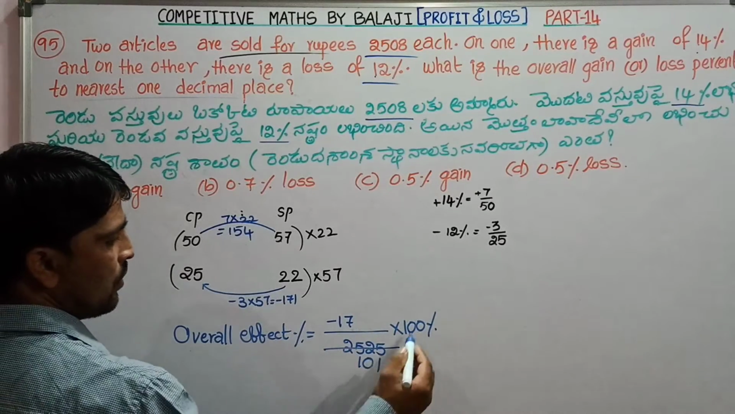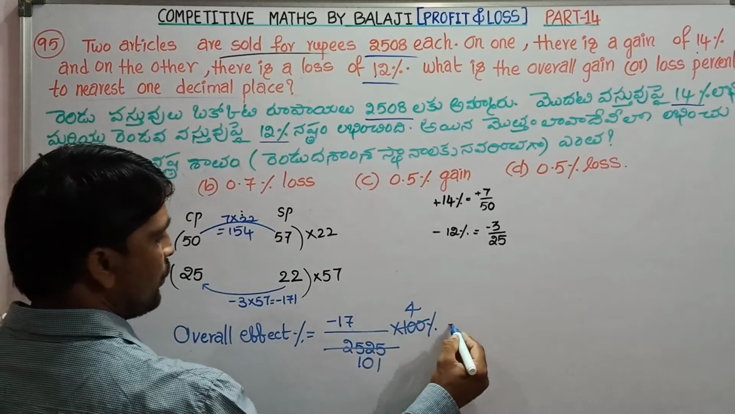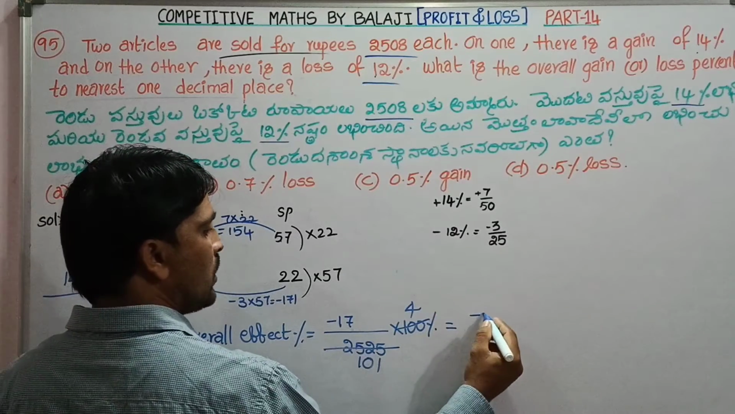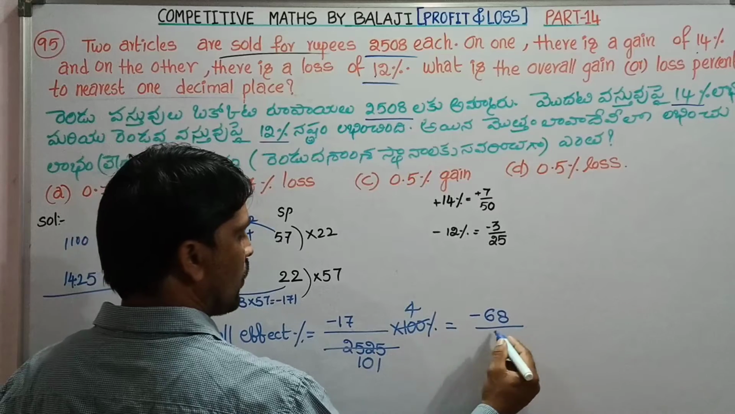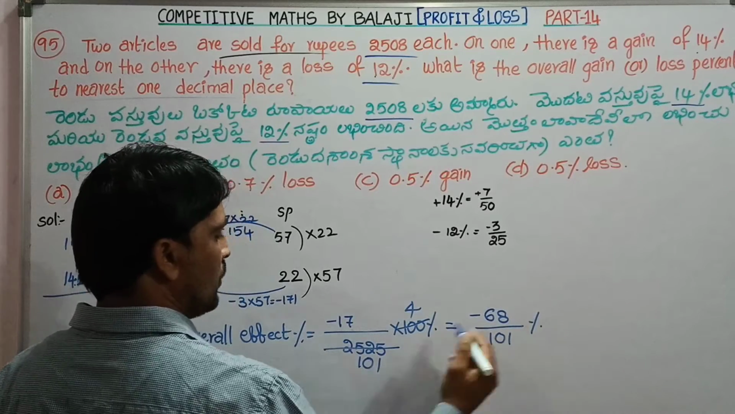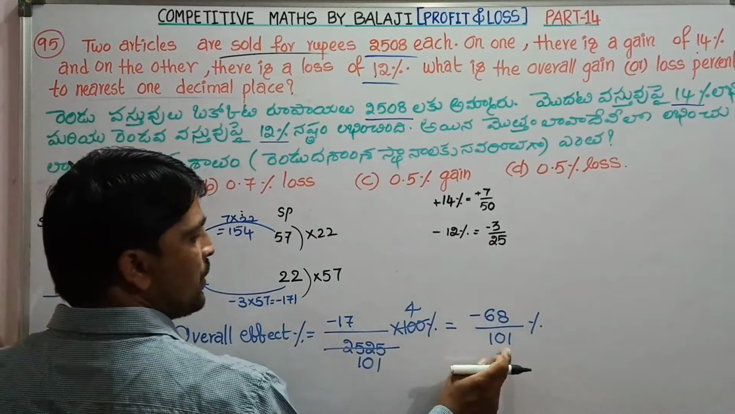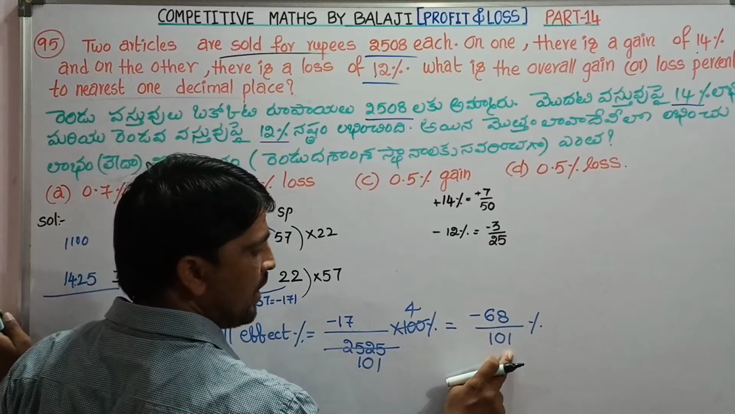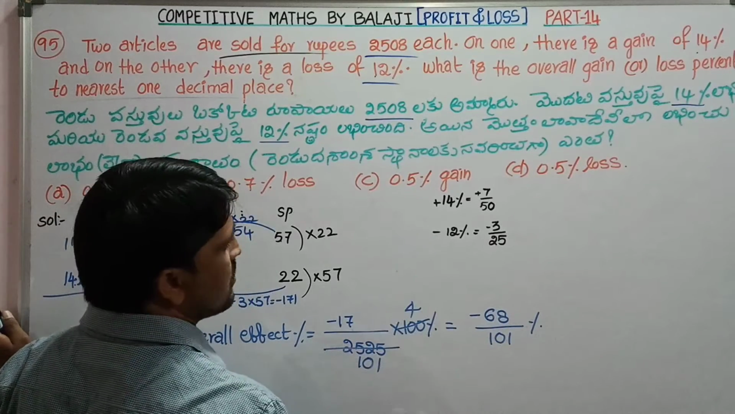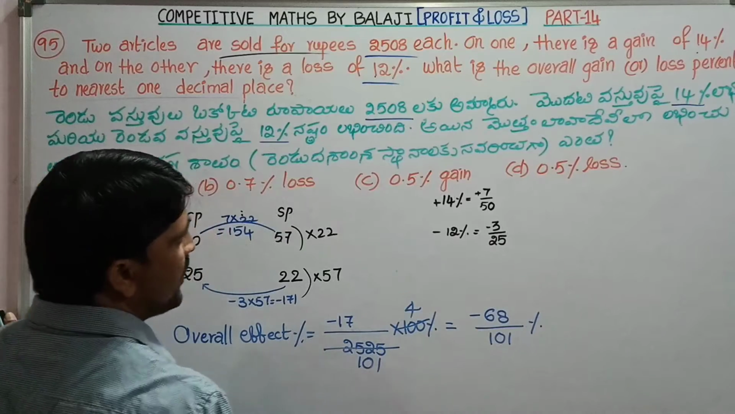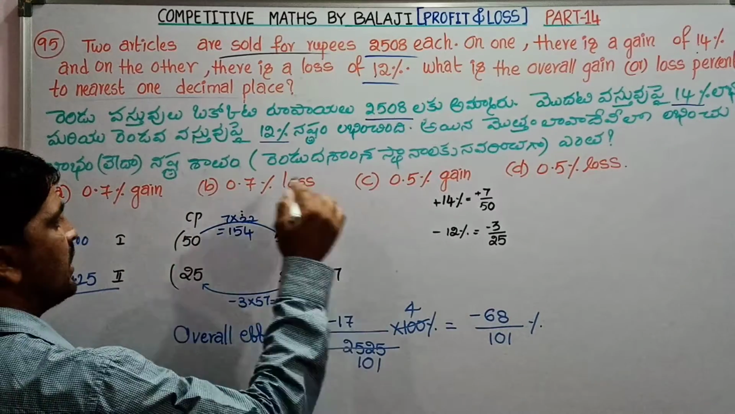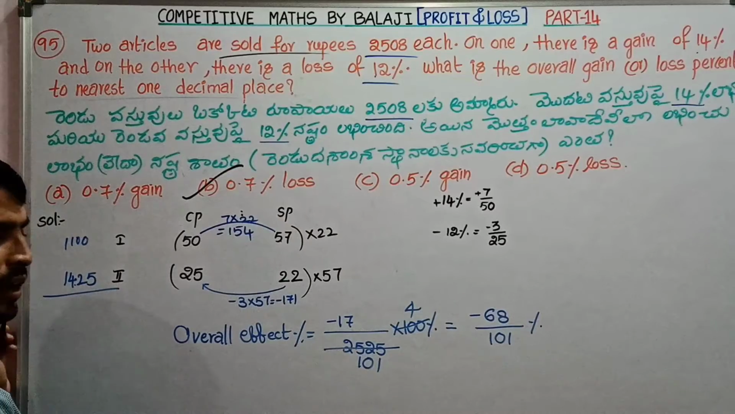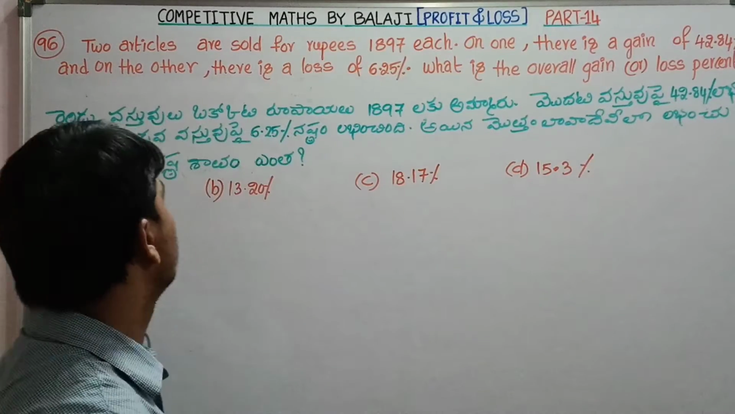25 101s are 25 4s are, which is equal to 17 4s are 68 over 101%, which is approximately equal to 100. 68 by 100 is 0.68% loss, but we have to tell nearest to 1 decimal place, 0.68 nearest to 0.7% loss. Okay, next question.